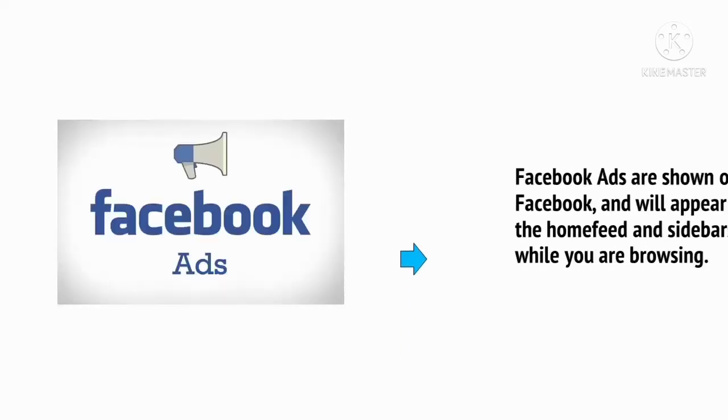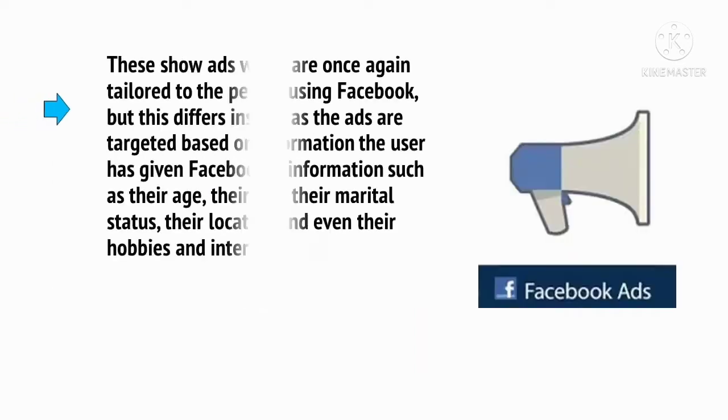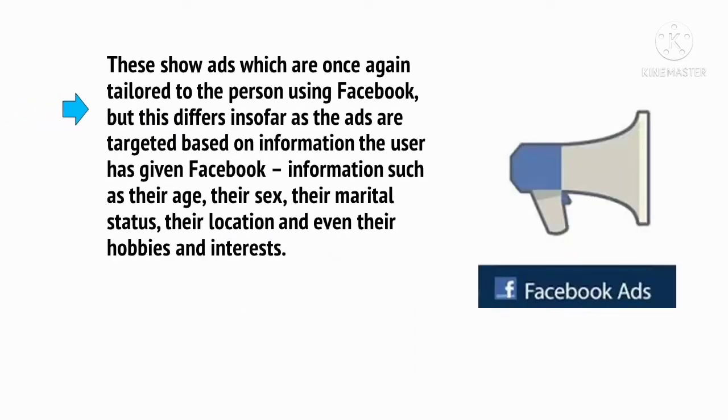As you might have guessed, Facebook ads are shown on Facebook and will appear in the home feed and sidebars while you're browsing. These show ads which are once again tailored to the person using Facebook. But this differs insofar as the ads are targeted based on information the user has given Facebook. Information such as their age, their sex, their marital status, their location, and even their hobbies and interests.